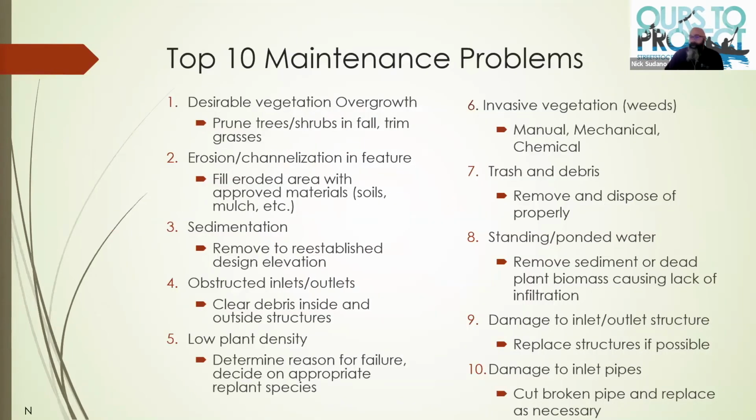This is just a quick top 10 of maintenance issues that we would see: vegetation, erosion and channelization, sedimentation, obstructed inlets and outlets, low plant density, weeds in the features themselves, trash and debris, and standing water. And then sometimes these features do get damaged just by the way that they're designed. So just making sure that those are being maintained and protected accordingly, and that they're being addressed.